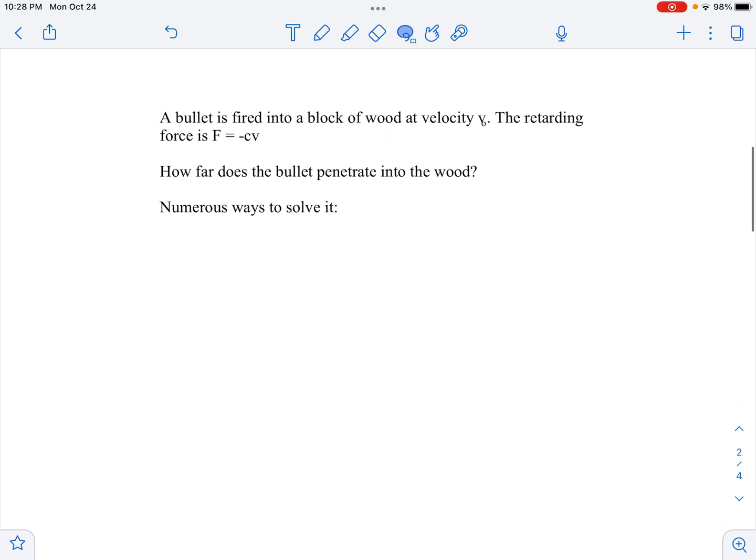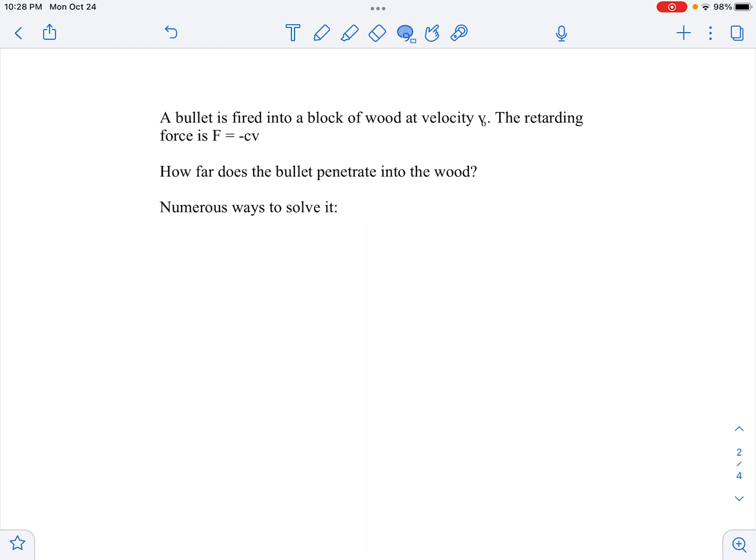All right, I said this is fairly common, so this is a type of problem where this sort of relationship between force and velocity shows up. It says a bullet is fired into a block of wood at a velocity of v naught. Sorry, the text got a little messed up there. The retarding force is equal to negative CV. So the resistive force. The bullet flies through this block of wood.